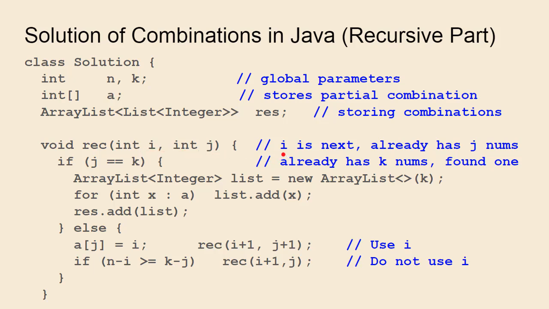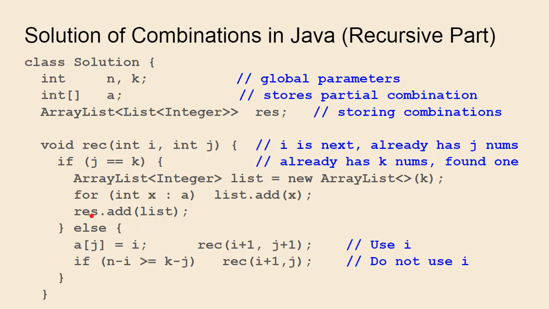Here the meaning is: i is the next number to be considered, and j means that we already have j numbers added to the partial combination. So we're essentially starting from 1, and we'll consider every number, with the case of including that number and the case of not including it, until we have found the k numbers, and then we will add that as one of the combinations we are looking for. When we write a recursive call, a good habit is to always have the base case at the beginning.